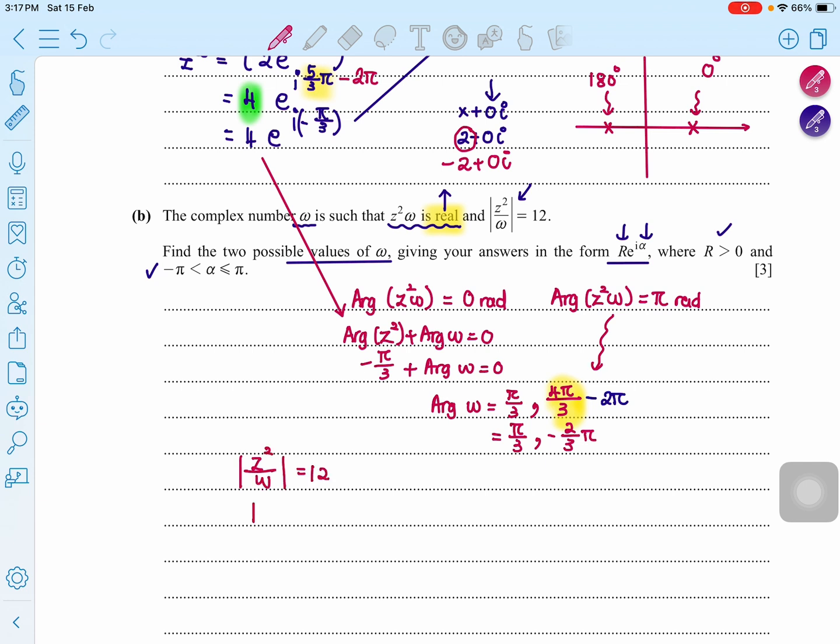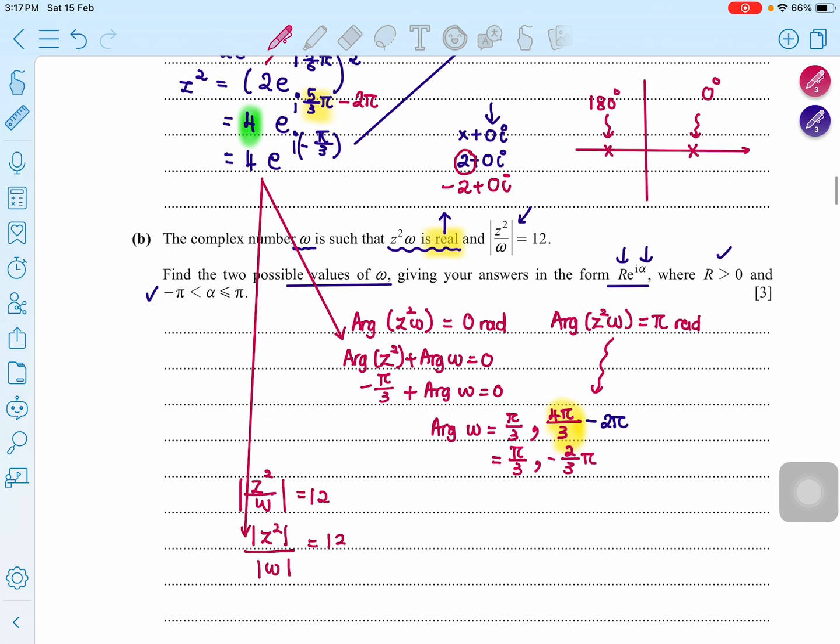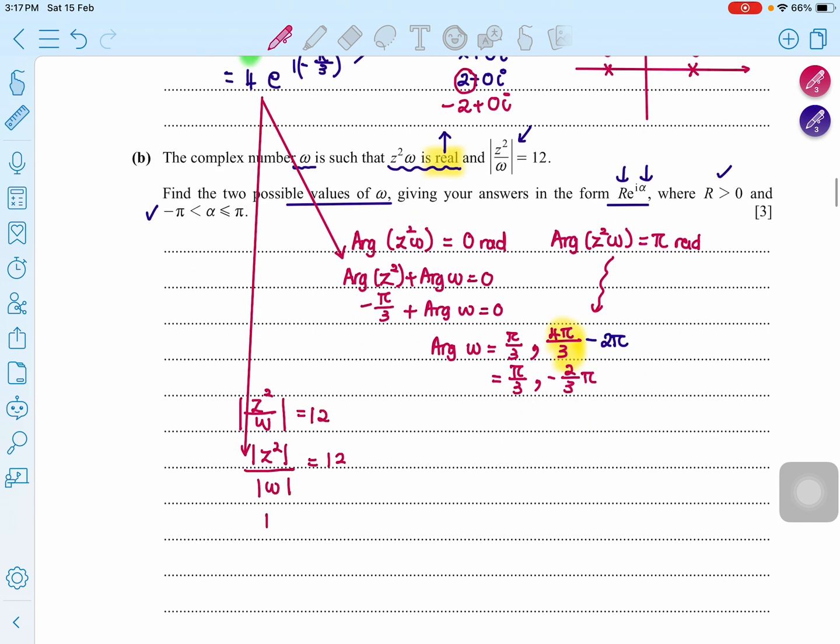So you can open up your modulus this way, and from here you know the modulus of this complex number z squared. Can you see z squared? It's actually 4. So modulus of w is now 4 over 12, which is 1 over 3. So what is the possible value of my omega? The first one is 1 over 3 e to the i pi over 3. And the second one is 1 over 3 e to the negative i 2 over 3 pi. Okay, this is the easier version.